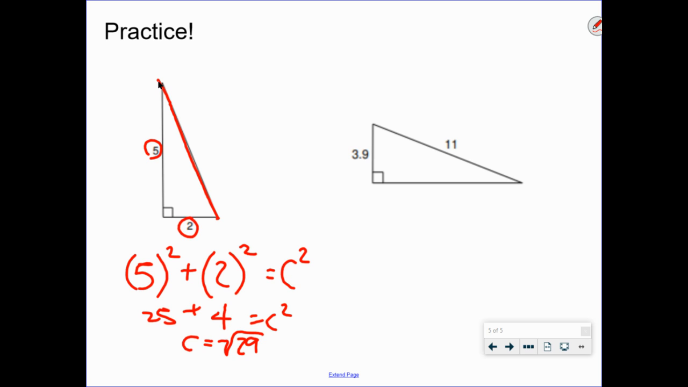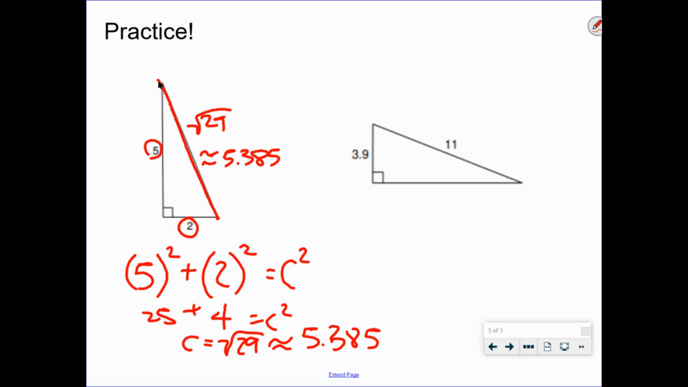And the square root of 29 is approximately 5.385. Okay, so that is going to be our answer. I would accept either the square root of 29 or approximately 5.385.